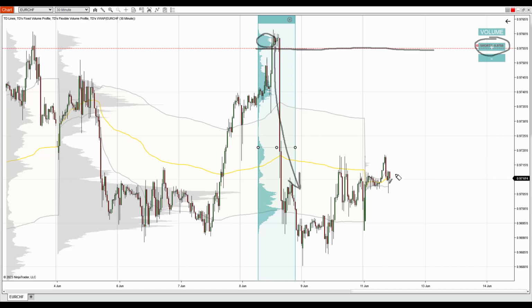So when there is a pullback to the beginning of that heavy volume zone, I think there'll be a reaction, as the sellers from here will want to defend this place, which is clearly important for them because they placed a lot of their shorts there, and they'll want to push the price downwards from there again. All right. So that's for the euro Swiss franc and the rejection setup.